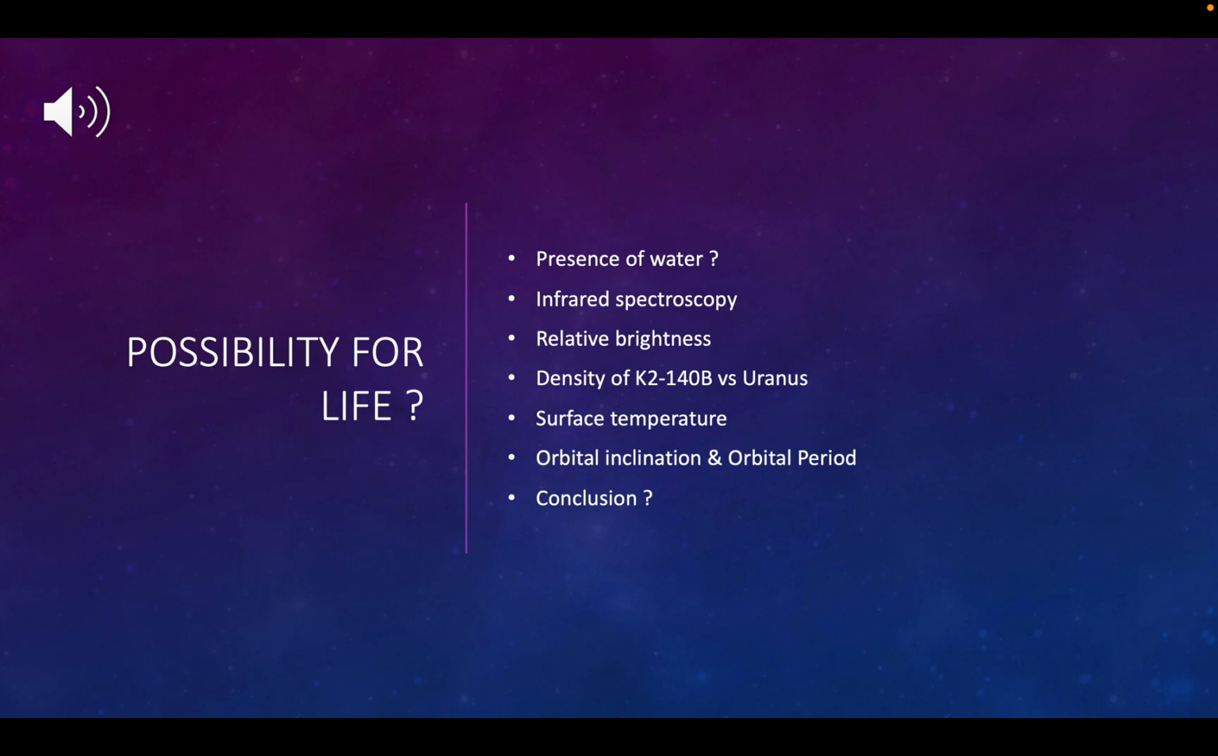However, the considerable difference between these two densities, which are 0.7872 grams per cubic centimeters for K2-140b, as I said, is inferior to that of Uranus, which is 1.27 grams per cubic centimeters. This may indicate that K2-140b is missing a solid nucleus similar to that of Uranus.